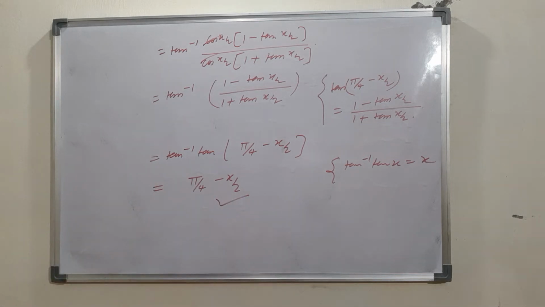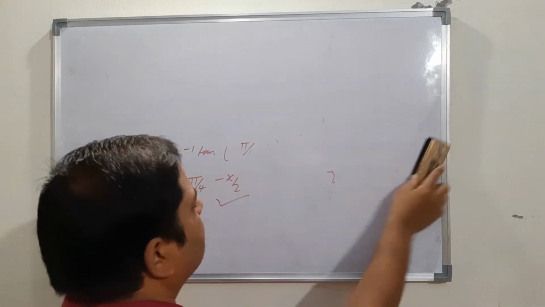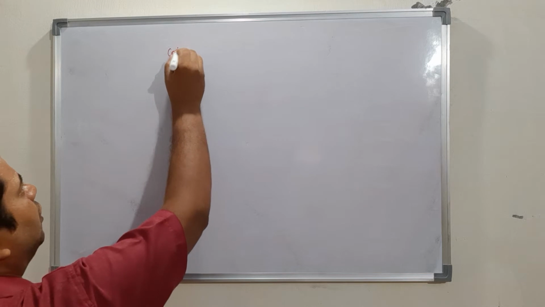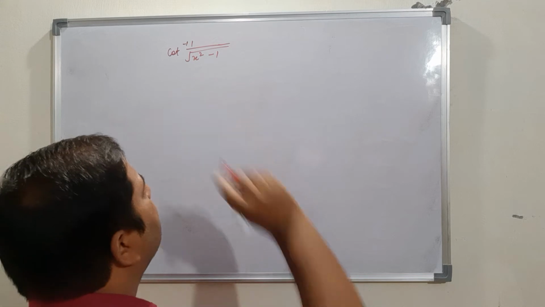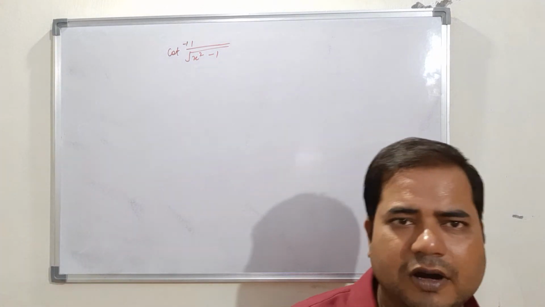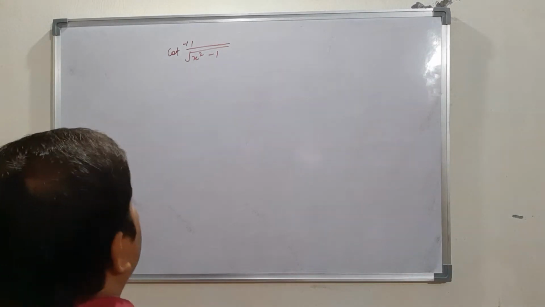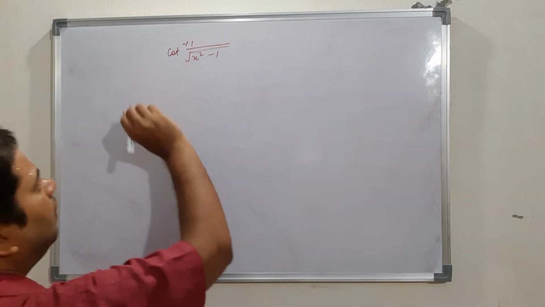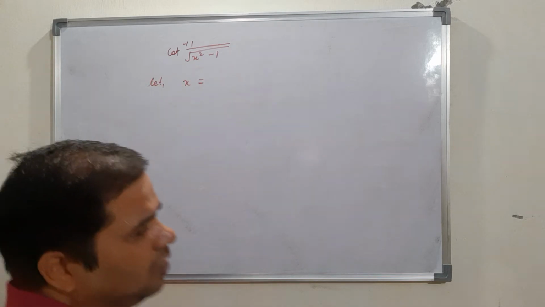Write cot inverse 1 upon root of x square minus 1 in its simplest form. We have to write cot inverse 1 upon root x square minus 1 in its simplest form. So for that, let x is equal to sec theta or cosec theta.